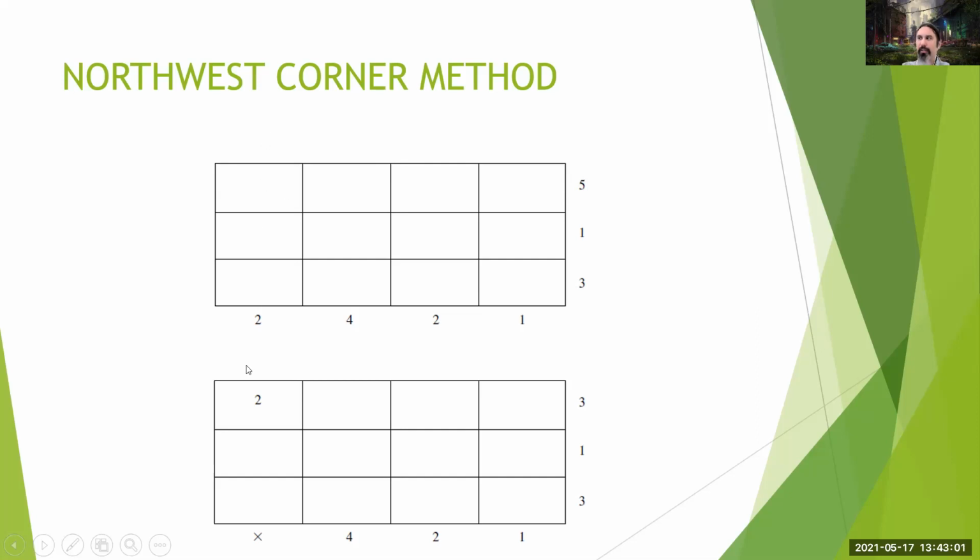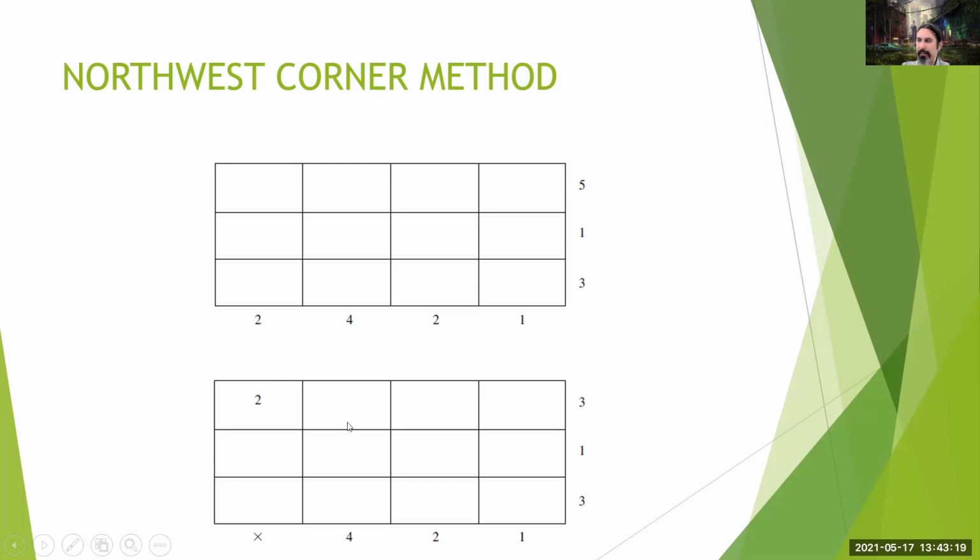We are not looking at this column anymore, so we only have this 3 by 3 matrix left. Now we skip to the next northwest corner, which is the new top left corner, because we are looking at this one anyway. So this is the new top left corner.